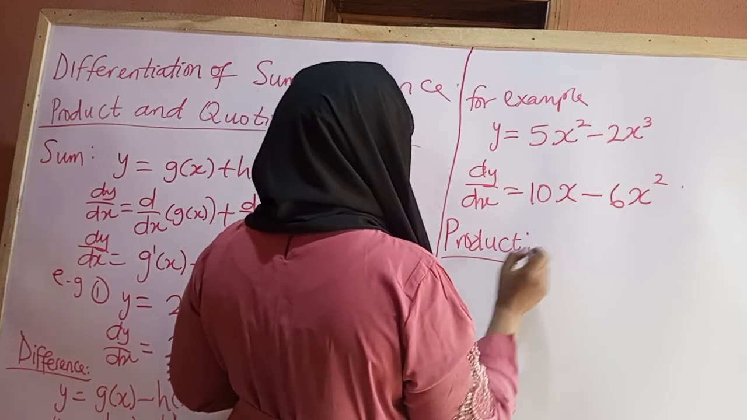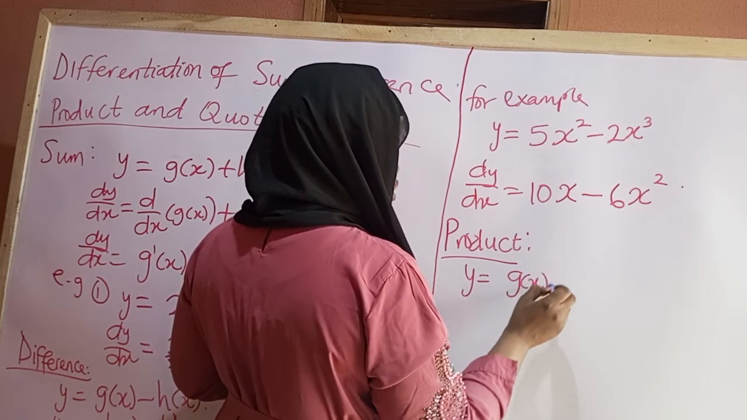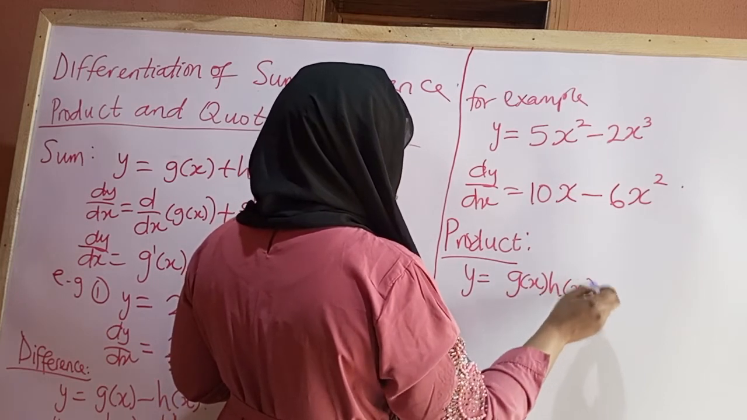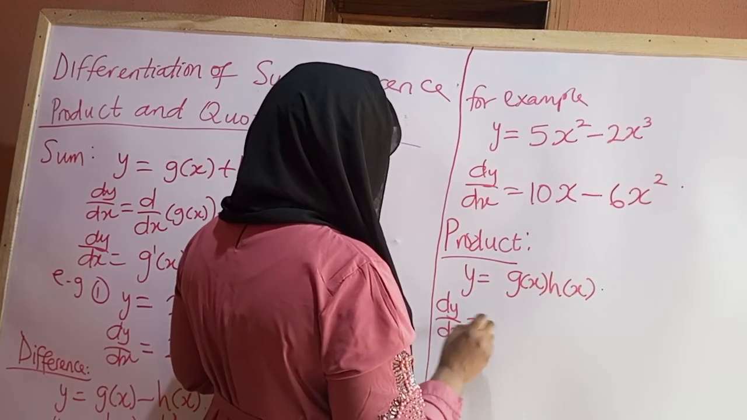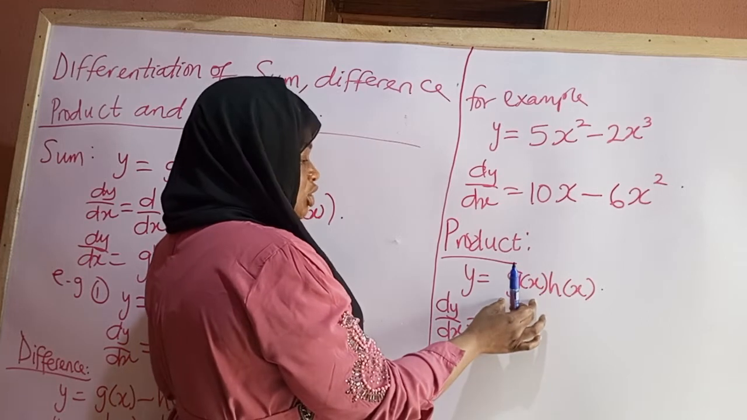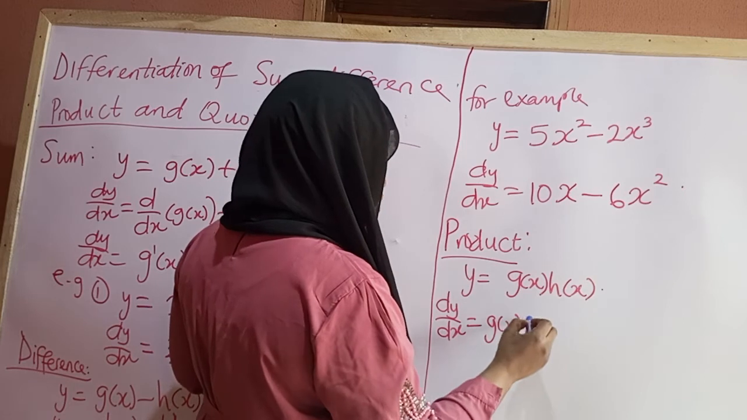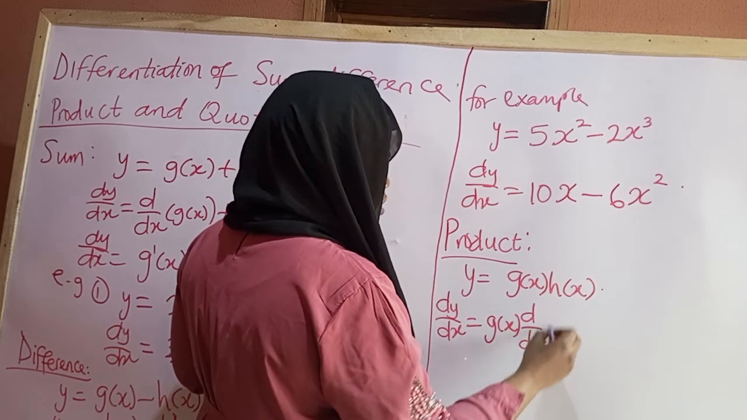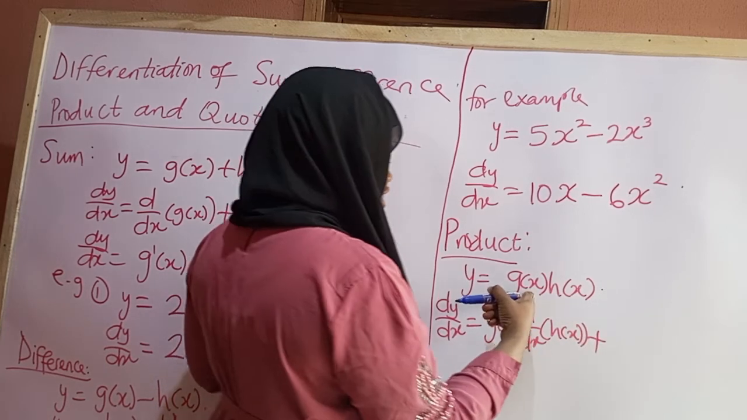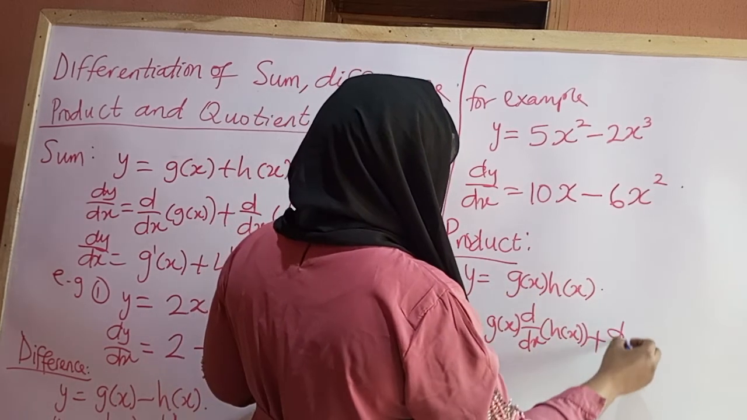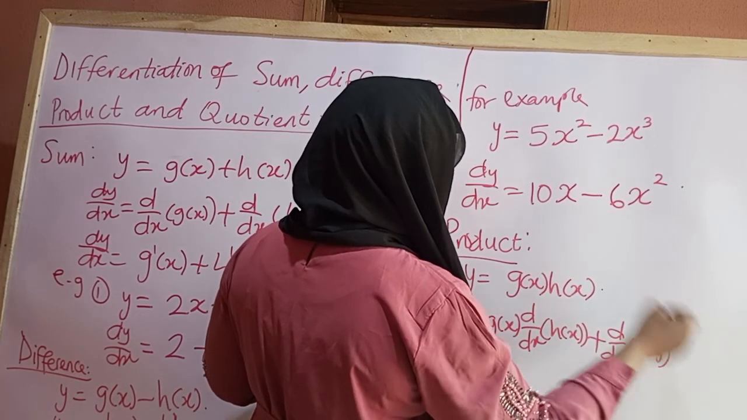So for products, this one has a formula. If we have y equal to g of x multiplied by h of x, then dy/dx will be equal to, you keep g of x, then differentiate h of x, so d/dx of h of x, then plus differentiate g of x, d/dx of g of x, then keep h of x.